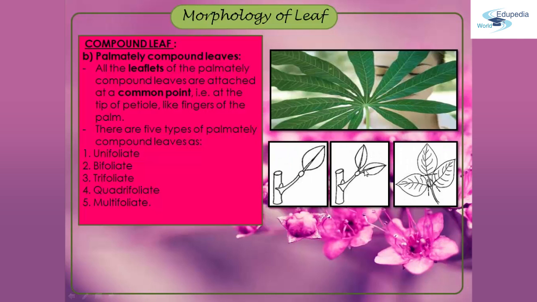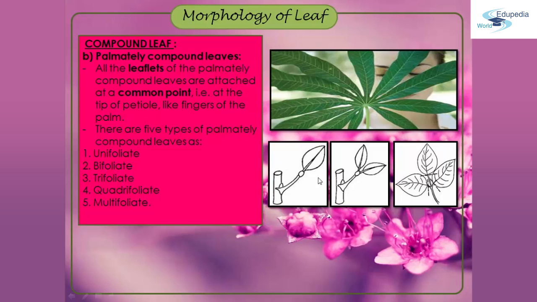Now comes palmately compound leaves. It represents the palm of our hand. What does it mean? It means all the leaflets of the palmately compound leaves are attached at a common point. As you can see, this is a common point, that is at the tip of the petiole, like fingers of the palm. And there are 5 types of palmately compound leaves. Which are those? Unifoliate, bifoliate, trifoliate, quadrifoliate and multifoliate.